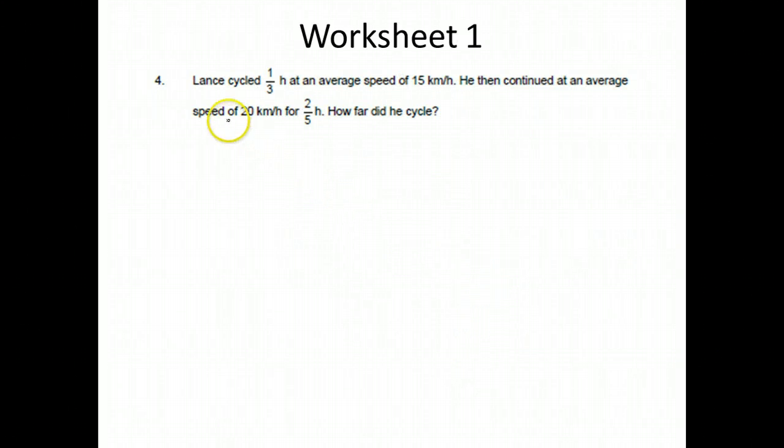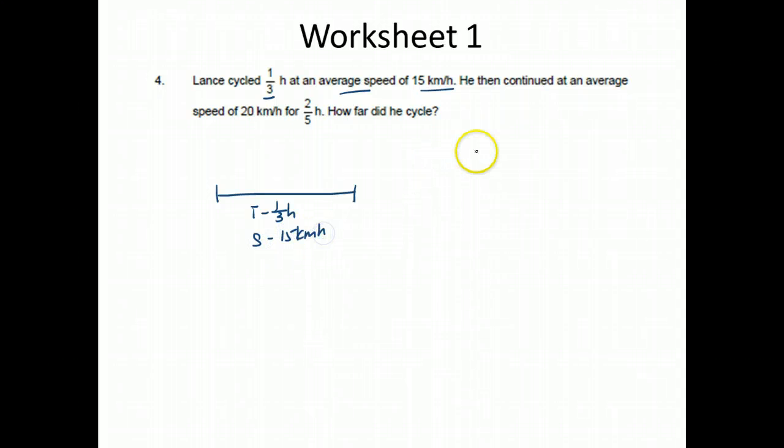Question 4. Lance cycled 1/3 hour at an average speed of 15 kilometers per hour. So we know here, we can draw. This is the first distance, time, 1/3 hour. We are given the speed is 15 kilometers per hour. He then continued at an average speed of 20 kilometers per hour. So he traveled again with a speed of 20 kilometers per hour. And the time taken is 2/5 hour. So here, how far did he travel? We want to find the distance.